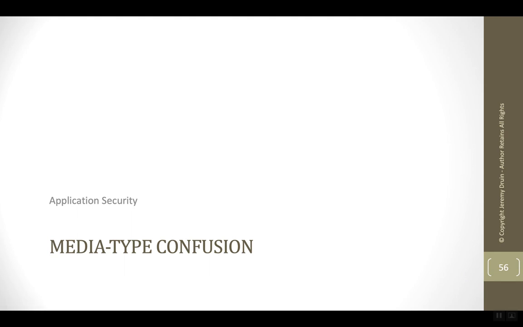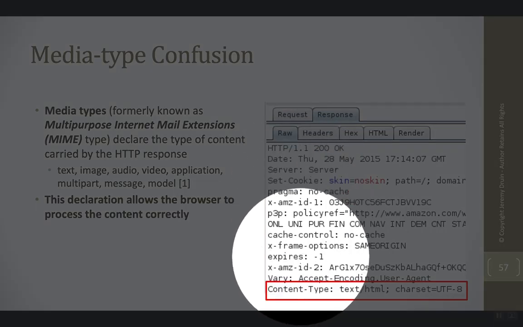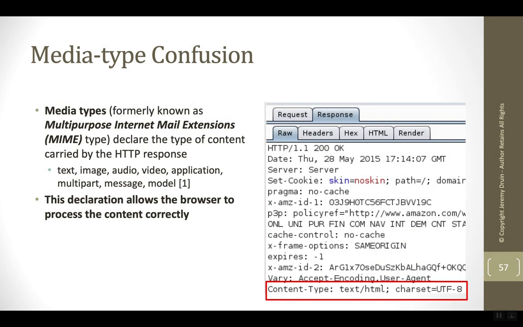Media type confusion might lead to certain types of attacks against applications, like cross-site scripting. Applications can send all sorts of documents back to browsers. Applications will include a content type header in the HTTP response. The content type header tells the browser the nature of the content. For example, is it HTML, JavaScript, styles, or other types of content? The browser uses this information to correctly parse the document.